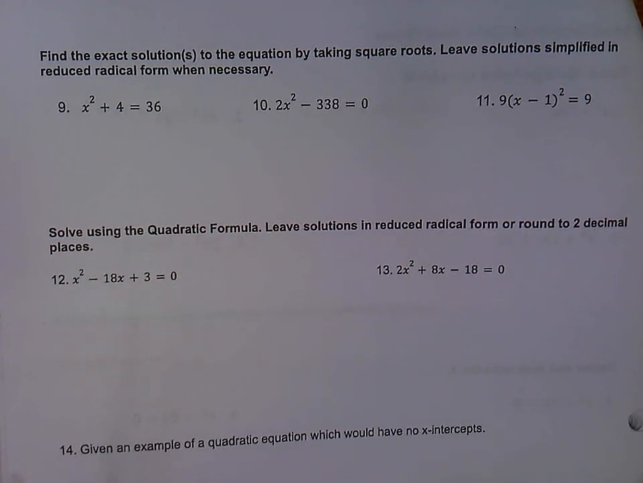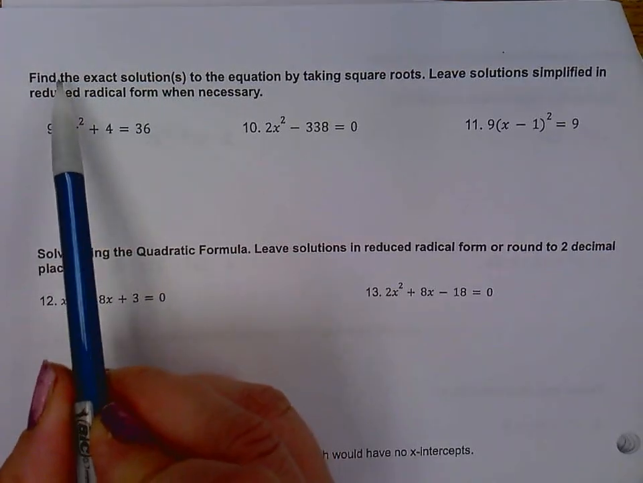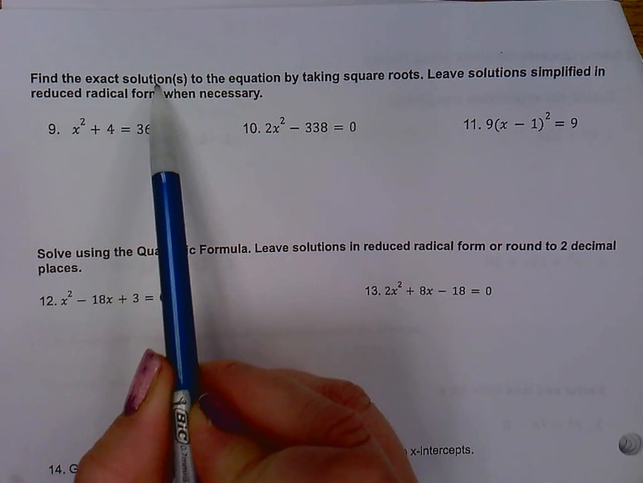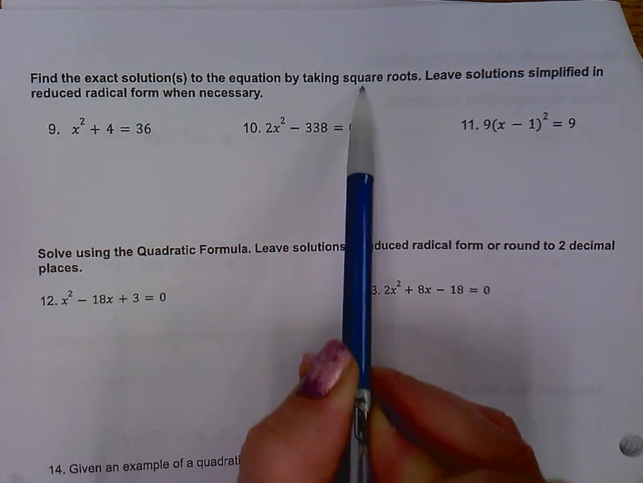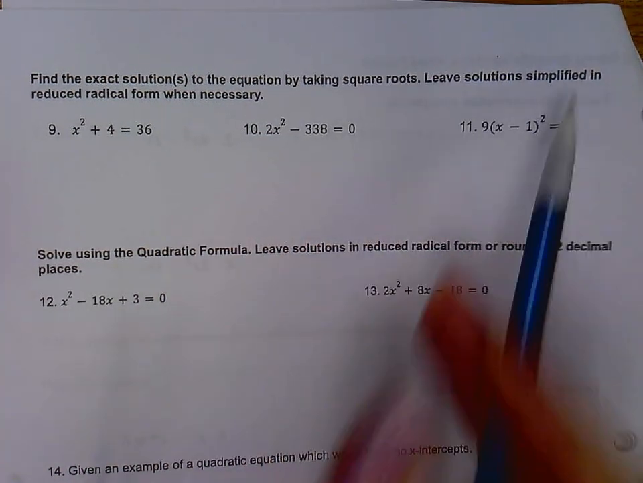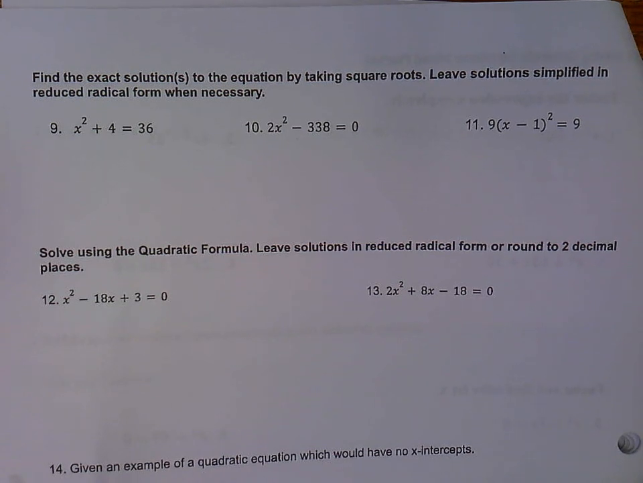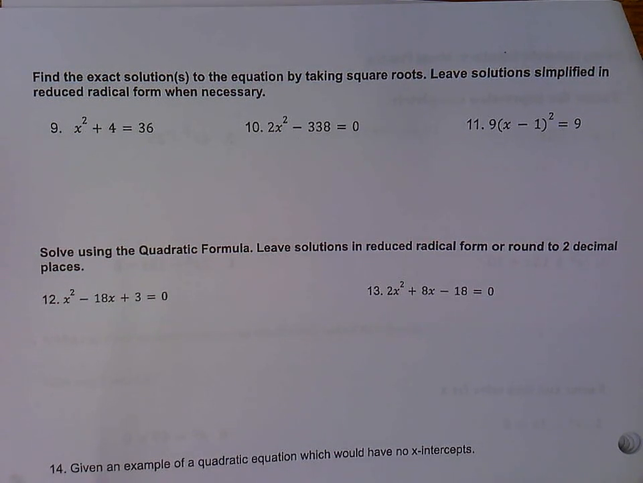Okay, so these directions say find the solution by taking square roots. On your test, it'll just say, solve the quadratic using any method. But on the quiz tomorrow, it'll say, solve by taking square roots. So don't try to factor it. Don't use the quadratic formula. You have to do that method.